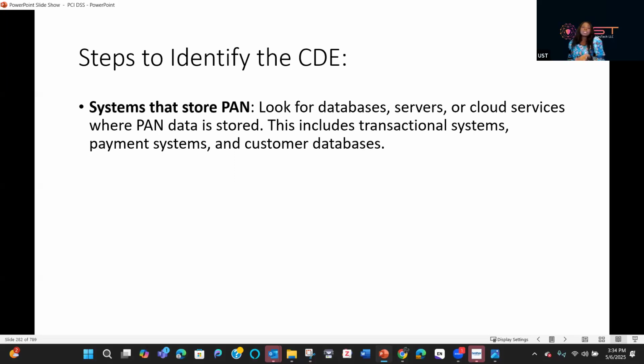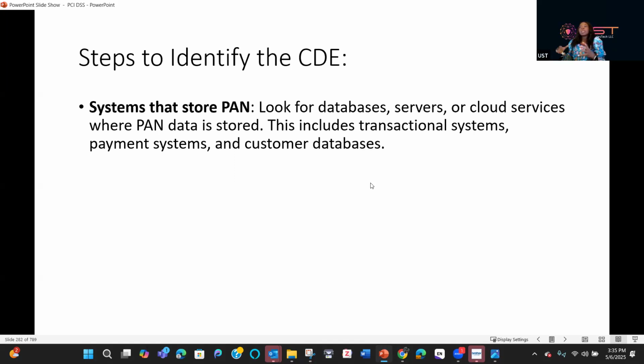For example, systems that store PAN, that's the number, right? Look for databases, servers, or cloud services where PAN data is stored. Do you just go and start looking? Whatever they have documented, you have it in your policies. That's why Requirement 12 talks about information security policies. They need to have those policies well written. If they say this particular database is storing PAN, that gives you an idea of the database version. This type of database is Oracle, MySQL, Mongo, or Cassandra that is storing your PAN, right? This includes transactional systems, payment systems, and customer databases.